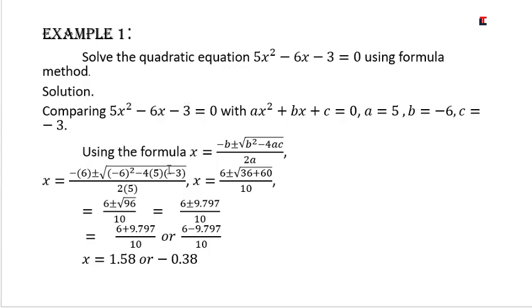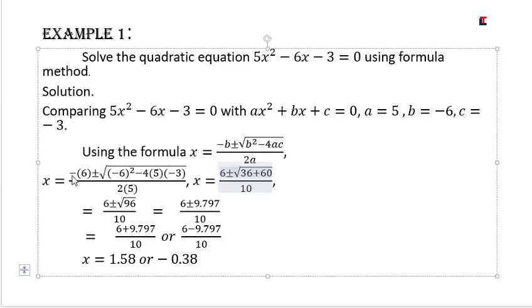Using the formula method, you recall our formula: x equals minus b plus or minus root b squared minus 4ac, divided by 2a. So I have minus, then I substitute the value of b, which is minus 6, then plus or minus root. I have b squared, so I have open bracket minus 6 squared, minus 4, a is 5, and c is minus 3, divided by 2, a is 5. So this will give me minus, minus 6.